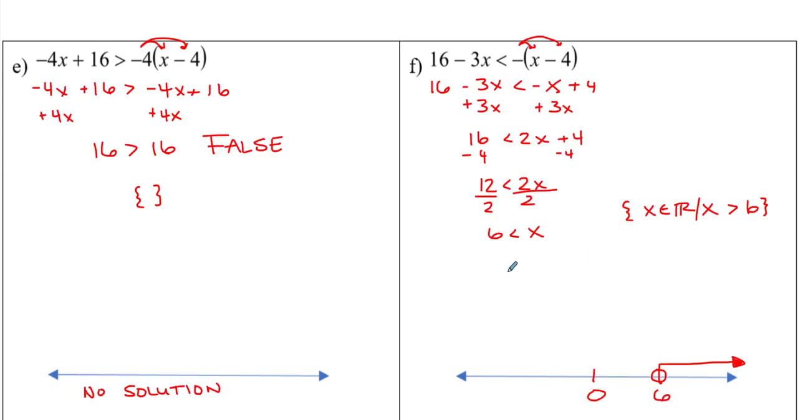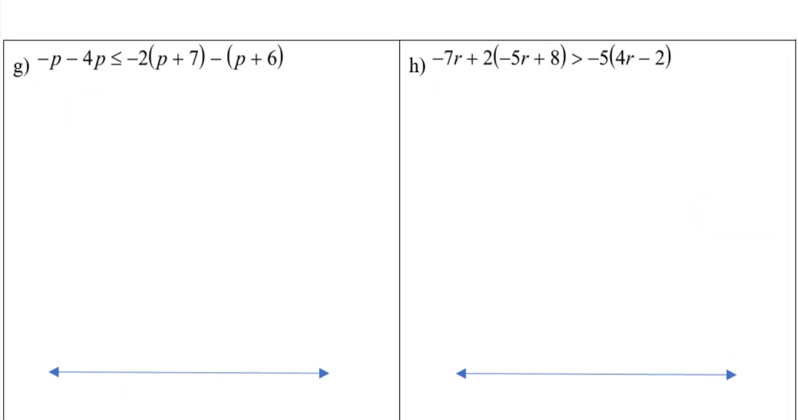All right, welcome back. So for example E, we had no solution. Remember, keep an eye on this. Sometimes when you see that same value, you want to think that it's a true statement. But remember, greater than 16 does not mean equal. It's not a greater than or equal. So because there's no line here, this is indeed a false statement. All right, and then here we have x is greater than 6. All right, let's go to another example.